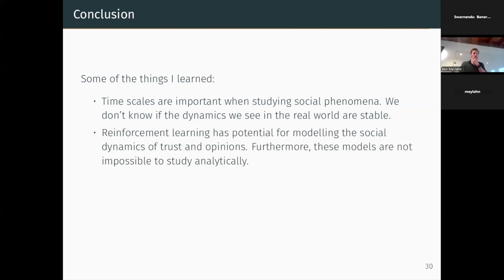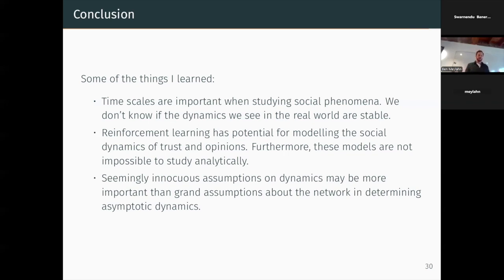We also learned that reinforcement learning has potential for modeling the social dynamics of trust and opinions. So we saw now some models where that happened, and these models are not impossible to study analytically. So we prove some theoretical results, and these guide our simulations and how we frame the results of those simulations, right? So if we didn't know that convergence was guaranteed, we would talk about the probability of converging, right? The probability of consensus, instead of saying the probability of consensus by time t, because we know eventually it happens. And this framing might be relevant.